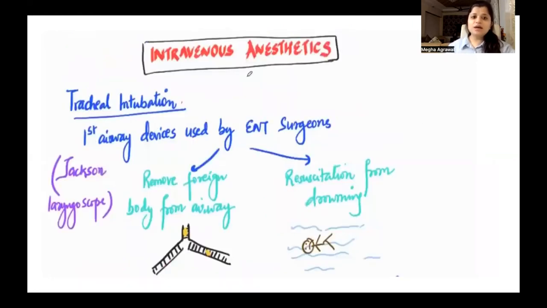After local anesthetics, we come to intravenous anesthetics. Now, the hypodermic needles, as I have already said, were discovered in 1855. So, tracheal intubation, you'll be doing this daily in your operation theaters. But the first airway devices were used by ENT surgeons and not anesthetists. We were not there at all. So it was used by ENT surgeons. Jackson laryngoscope. They used it to remove foreign bodies from the airway or for resuscitation from drowning.